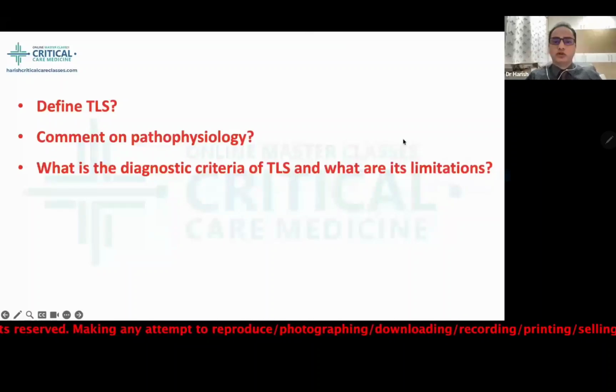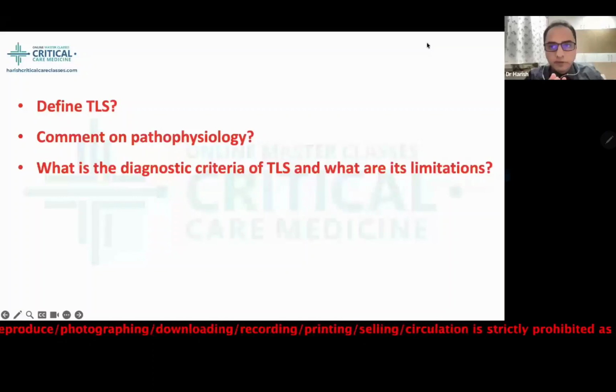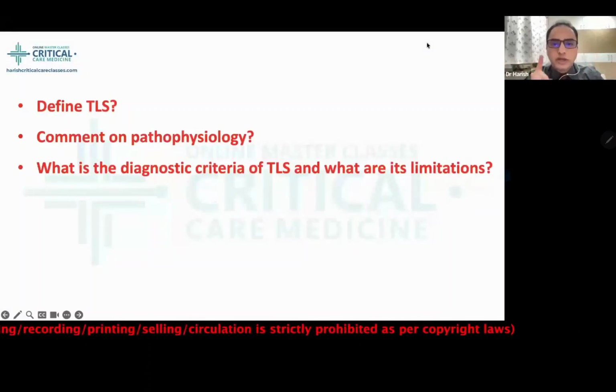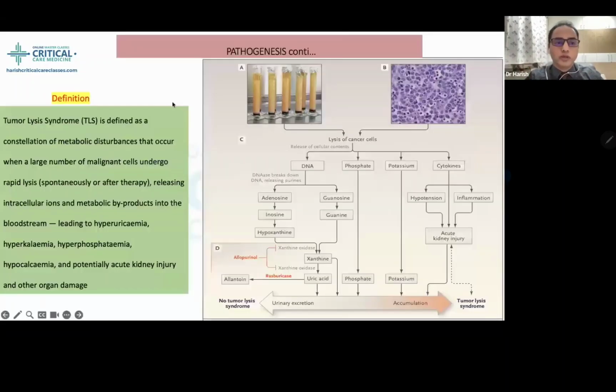Here comes the question again. Define tumor lysis syndrome. Comment on pathophysiology. These are very, very likely questions you can expect. What are the diagnostic criteria of tumor lysis syndrome? What are its limitations? You might be able to tell the criteria, but the examiner is interested to understand whether you know the limitations of the diagnostic criteria for tumor lysis syndrome. Very, very important.